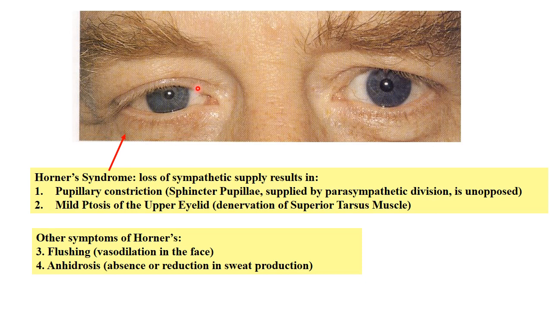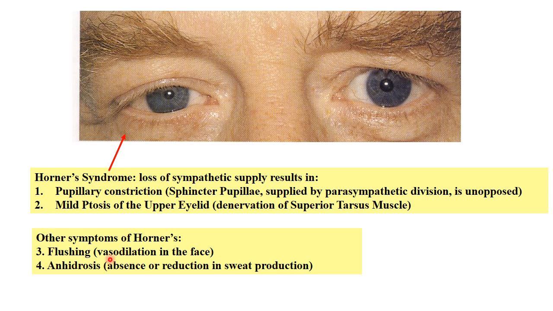Horner syndrome is loss of sympathetic supply to one half the face. So on this side of the face right here, the right side of this gentleman's face, I'm pretty sure that this is a gentleman. Okay, and so what do we see? Well, symptoms that we can't see in this picture right here are flushing, the face becomes red, and that's because the vasculature in the skin becomes dilated.